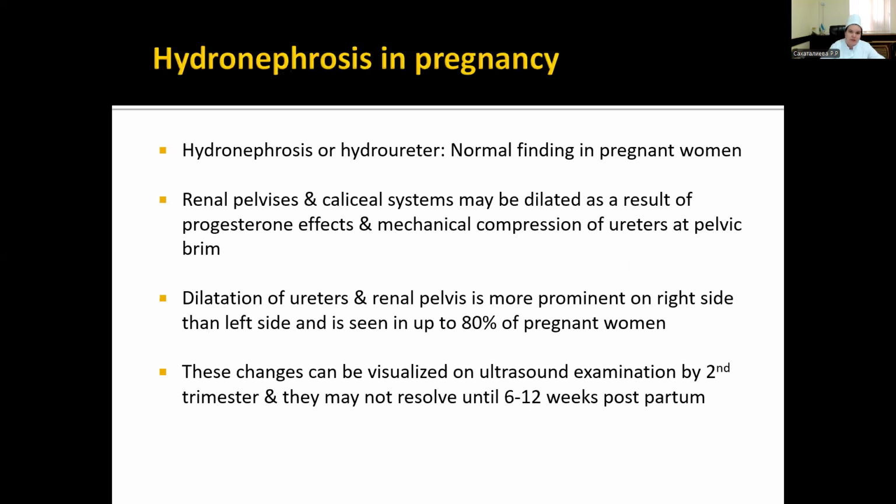Hydronephrosis or hydroureter is a normal finding in pregnant women. Renal pelvises and calyceal systems may be dilated as a result of progesterone effects and mechanical compression of the ureter at the pelvic bone. Dilatation of the ureters and renal pelvis is more prominent on the right side than the left and is seen in up to 80% of pregnant women. These changes can be visualized on ultrasound by the second trimester, and they might not resolve until 6 to 12 weeks postpartum.